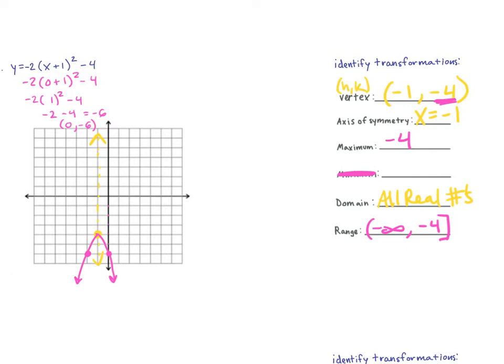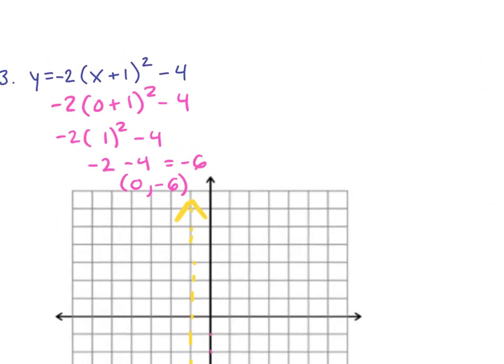Last thing we need to do is identify our transformations. So what does this negative out front tell us? A reflection. What about this 2? For multiplying a 2, what does that tell us? It's either going to be a stretch or compression. If it's greater than 1, what do you think? A stretch. So 2 tells us that we stretch our graph.